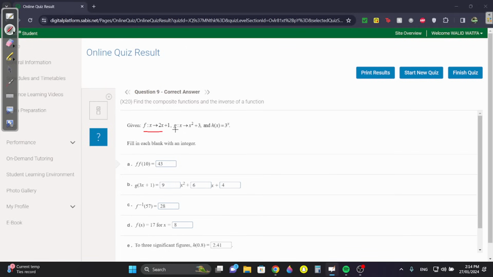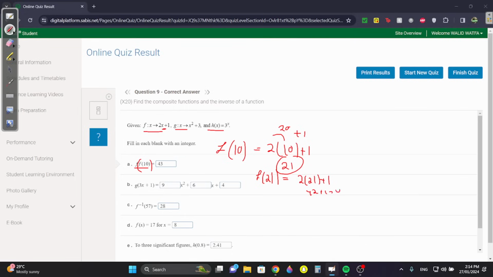Okay, they give you f of x, g of x, and h of x. What is f of 10? Okay, you guys, this is term 1 stuff. You have to find f of 10 first, because you have to find the inside first. F of 10 would be 2 times 10 plus 1. Why 10? Because they said f of 10, substitute x with 10. You get 21. 2 times 10 is 20, plus 1 is 21. So it's going to be f of 21, because f of 10 is 21. So f of 21 equals 2 times 21 plus 1. You get 42 plus 1, which is 43.